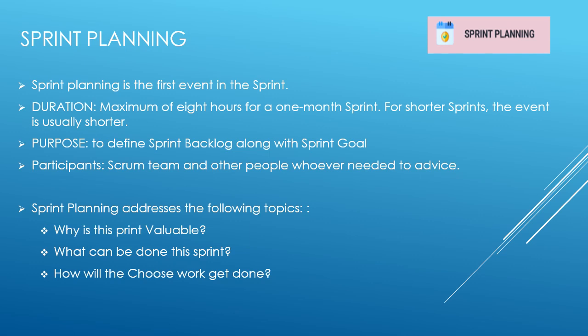Outcome of the sprint planning would be the sprint backlog, which contains the sprint goal, product backlog items selected for the sprint, and the plan to deliver them.